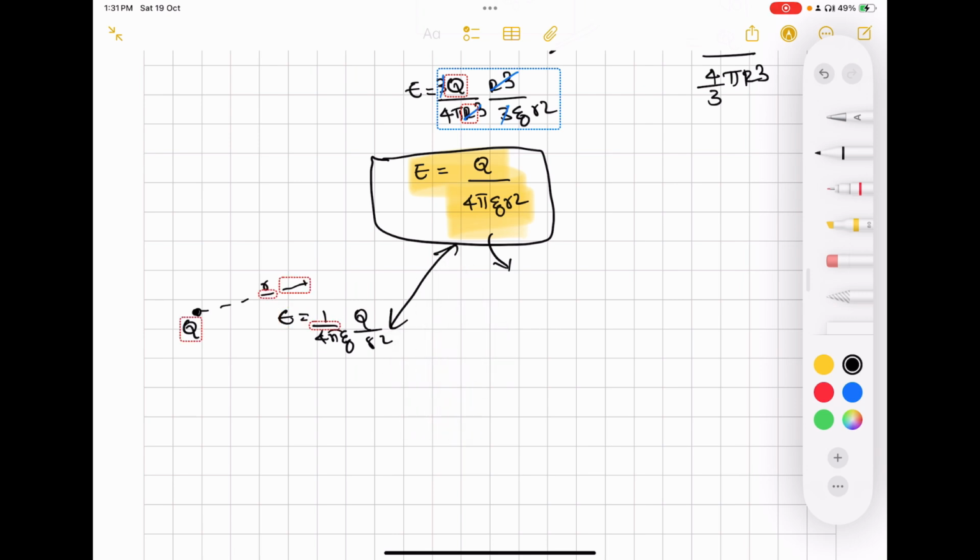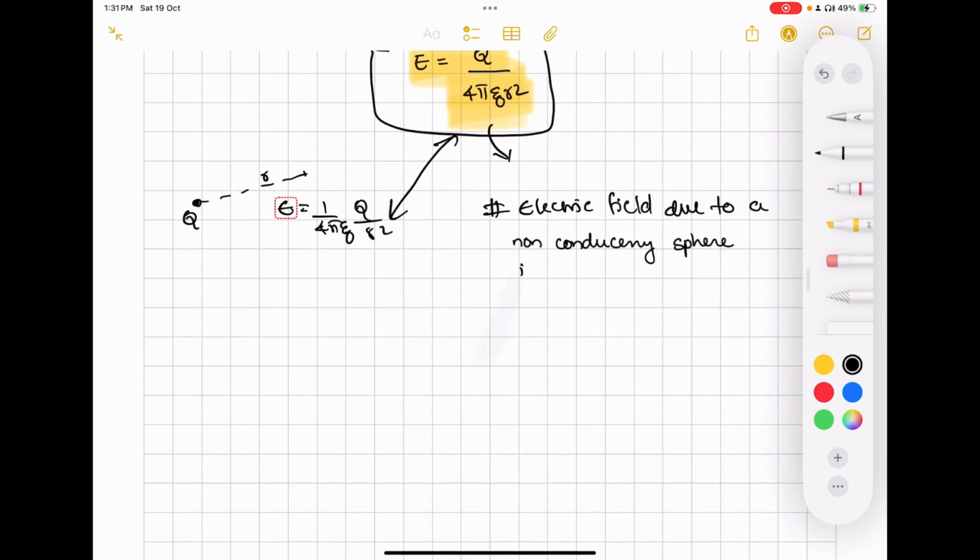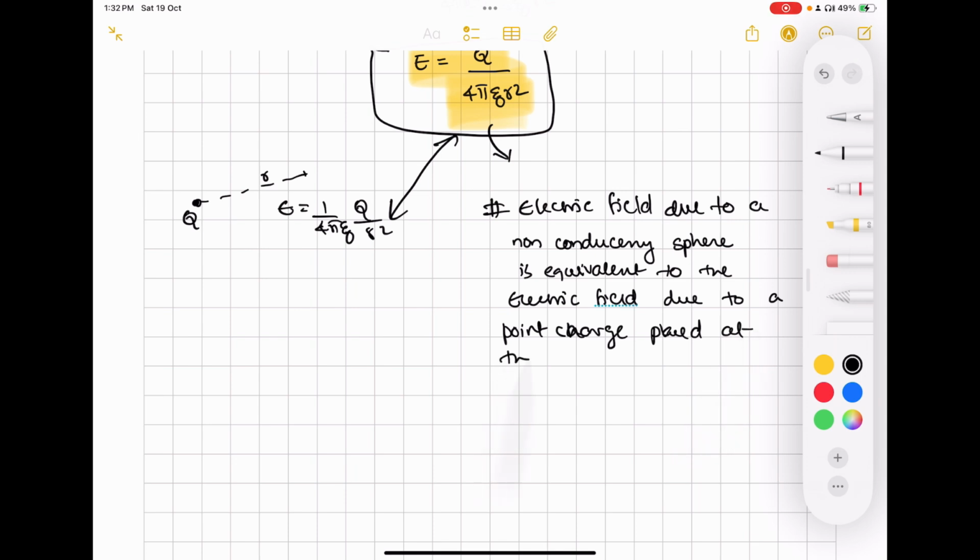So we can say that electric field due to a non-conducting solid sphere is equivalent to the electric field due to a point charge placed at the center.